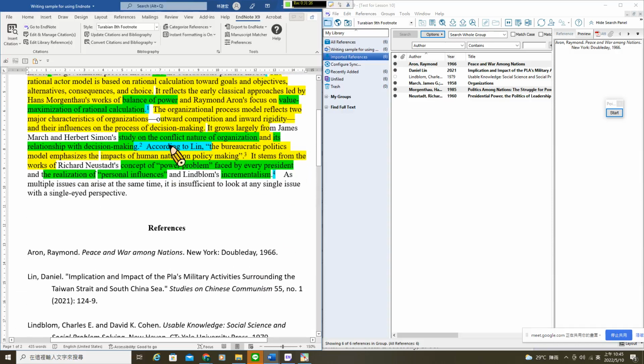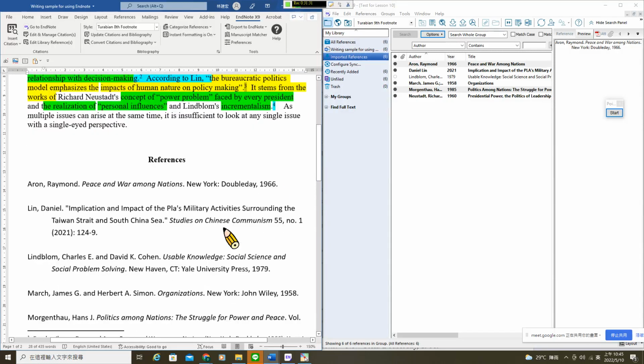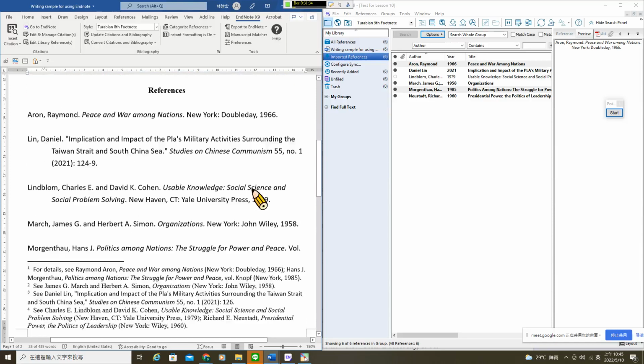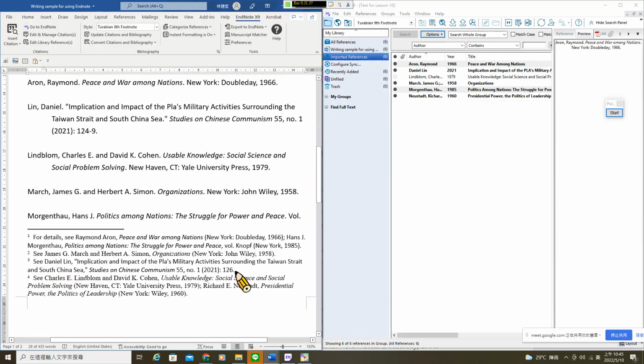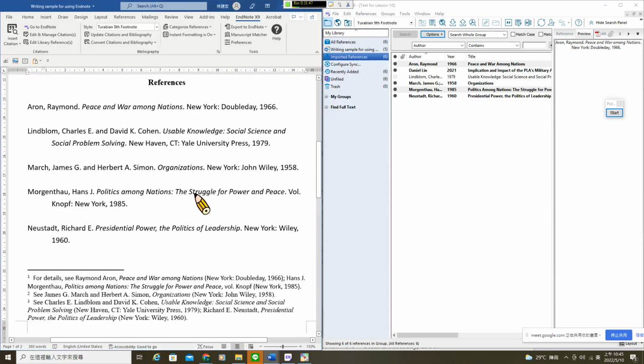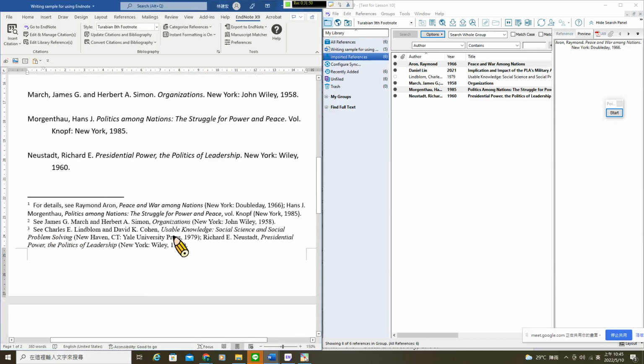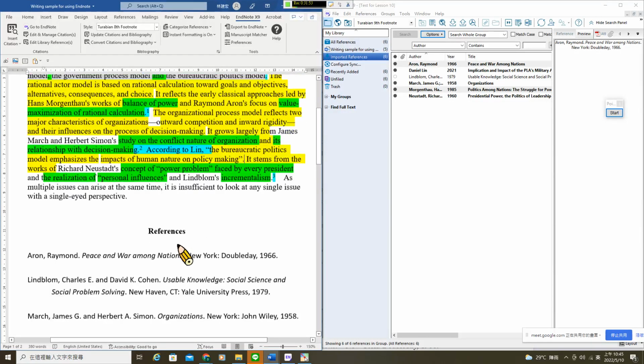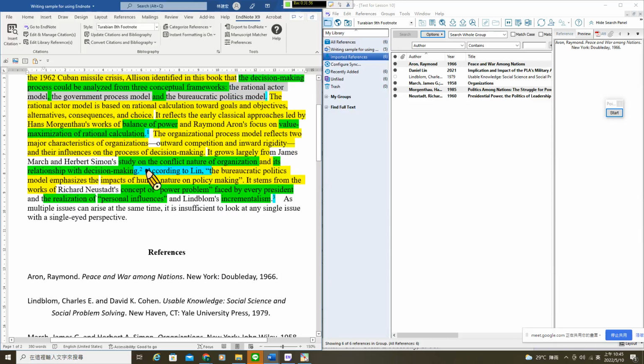For example, this one. According to Lin, and let me take it off. So I will take it off, and you will see number 3, Daniel Lin, will disappear, and 126 will also disappear. So let's try to do this. I'll take it away. You can see it has changed. Number 3, Daniel Lin is gone. Is that right? So now I want to add in, because according to Lin, this is a specific direct citation, a direct quote from Daniel Lin's work. So I go here.